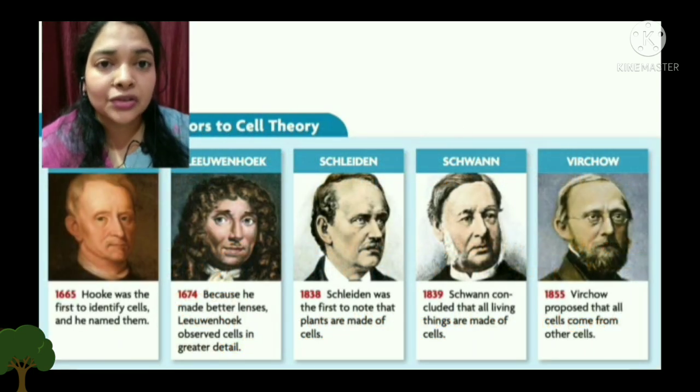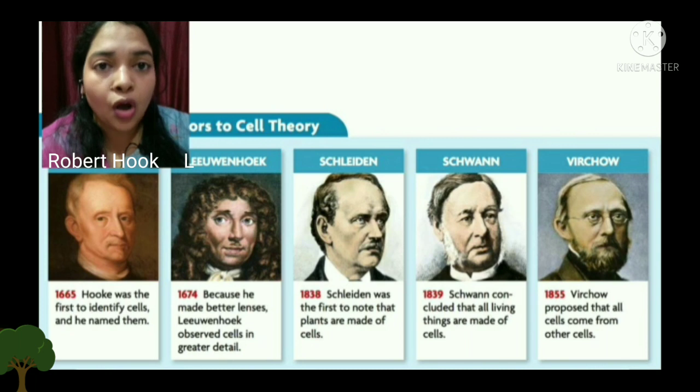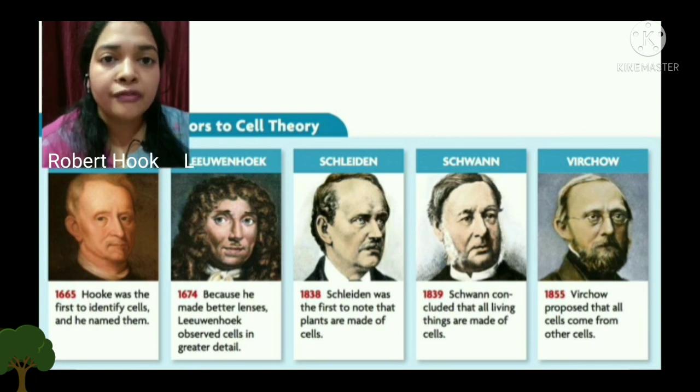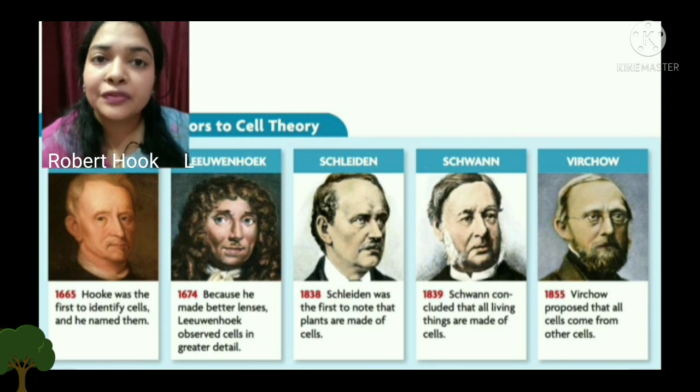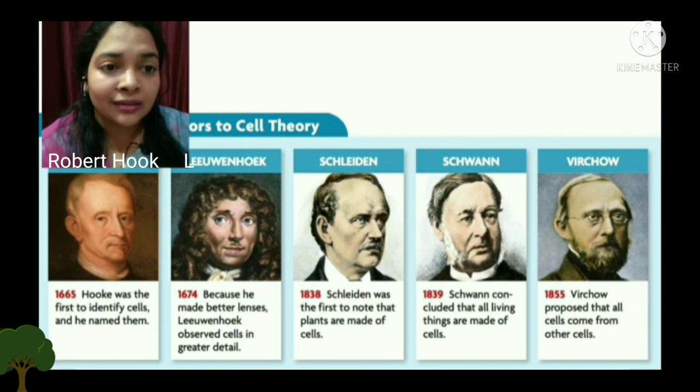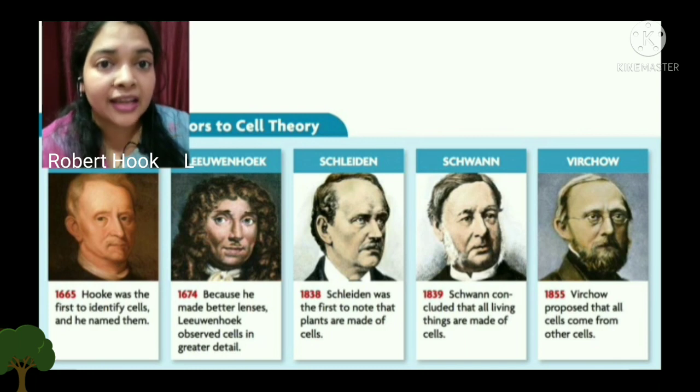Here you can see the pictures of these great scientists. First picture is of Robert Hooke, who discovered the cell in 1665. Second picture is of Antony von Leeuwenhoek, who discovered the first living cell just after 9 years of Robert Hooke. Third picture is of Schleiden. Schleiden told that all the plants are made up of cells. Next is Schwann. Schwann told us that all the animals are made up of cells. So here we can say that all the living organisms are made up of cells.